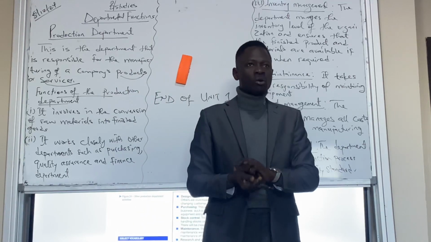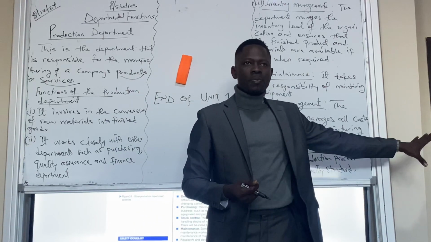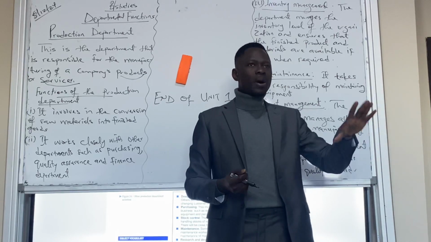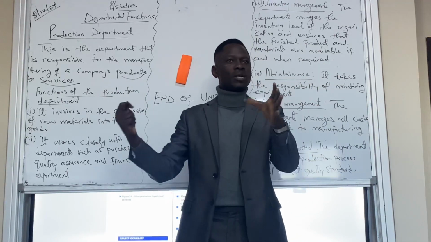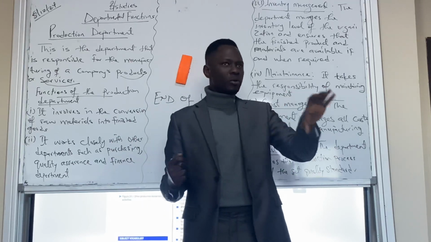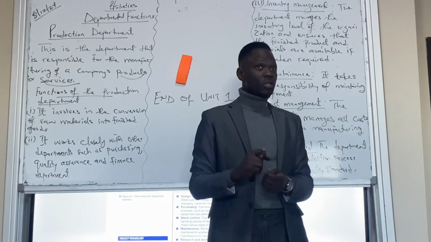So these goods are those goods that will be given to the sales department to sell. But for the production department, they put together all the raw materials or components to ensure that the production is made available. So that is what the production department does.